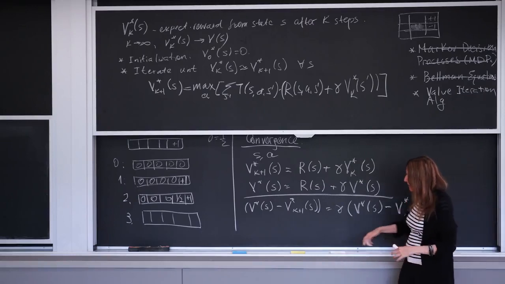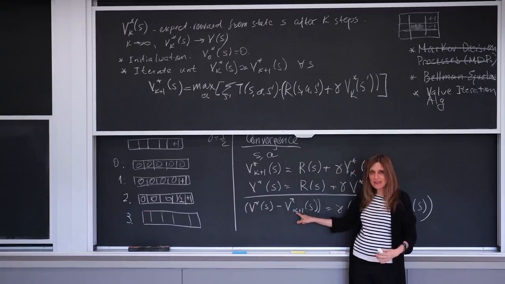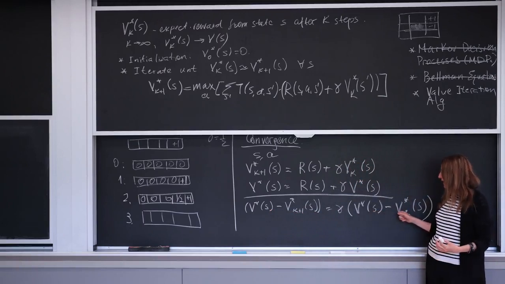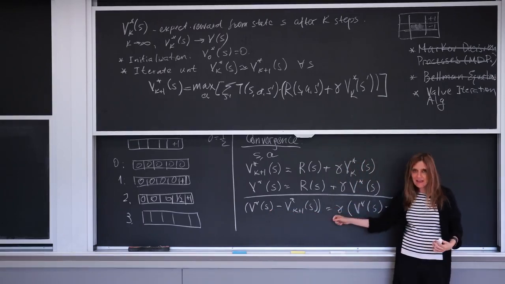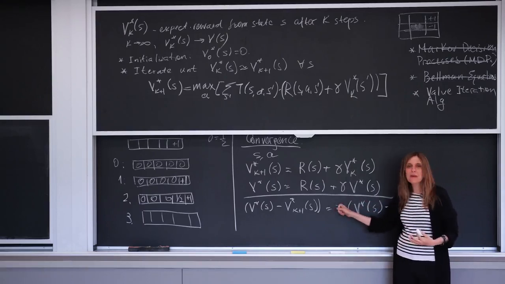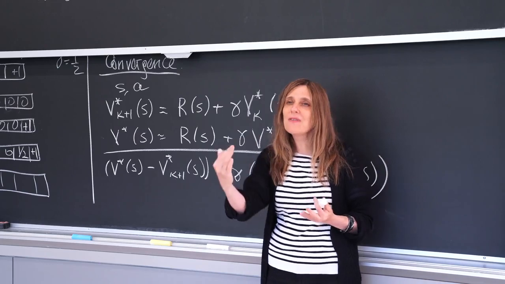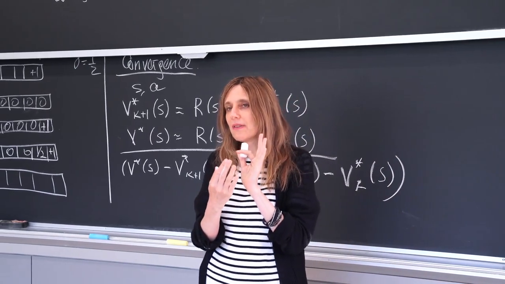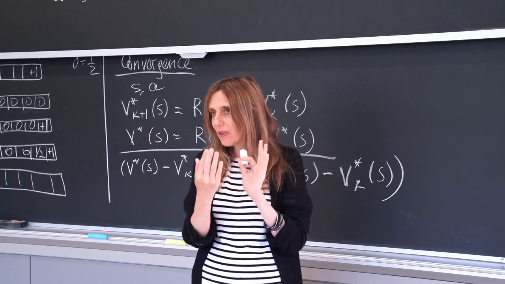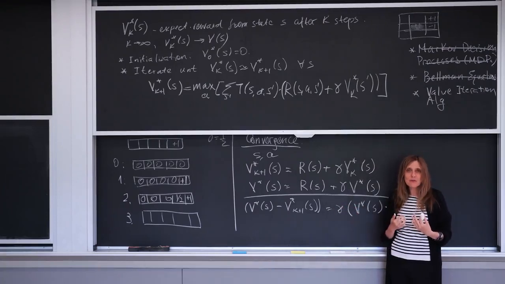So let's look at these quantities. Here we are looking at the difference between the converged value and the value at step k plus 1. Here we're looking at the difference between the converged value and the value after k steps. And what we see is that at every single step, the difference between them is determined by this gamma, which is a value between 0 and 1. So it means that at every step, the distance between our computed value V k and the true converged value V star decreases, and gamma will determine the rate with which this decrease will happen.